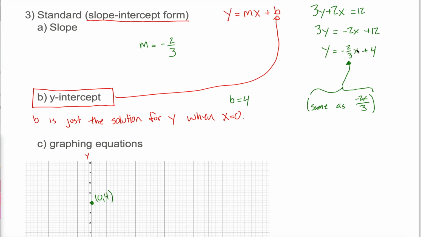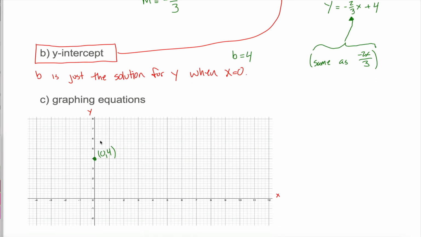But x isn't always going to be equal to 0. What if x increases up to 1? Well, then instead of just having a 4, I'm going to have a 4 plus 1 of these negative 2/3. What if x was equal to 2? Well, then my y value would be equal to 4 plus 2 of these negative 2/3. If x is 3, I get 3 of these negative 2/3.